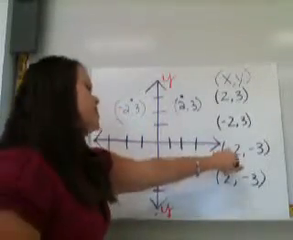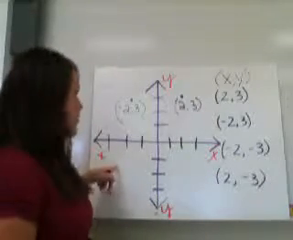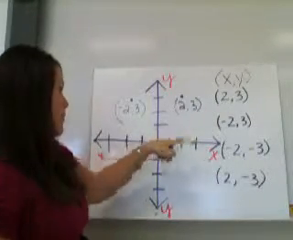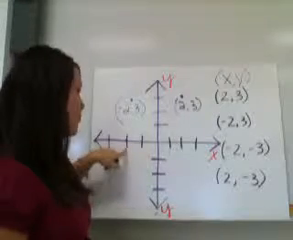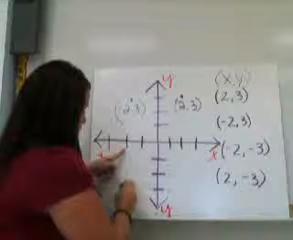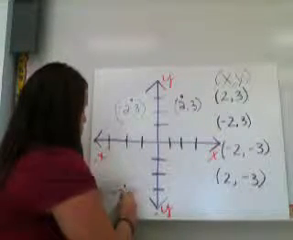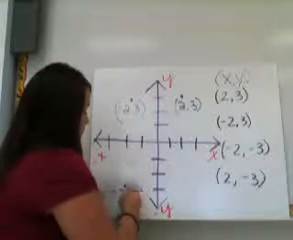Let's look at our next one, which is negative 2, negative 3. So that's in quadrant 3, where both are negative. So we're going to come over to negative 2, 1, 2, and then we're going to come down to negative 3. 1, 2, 3. So that is point negative 2, negative 3.